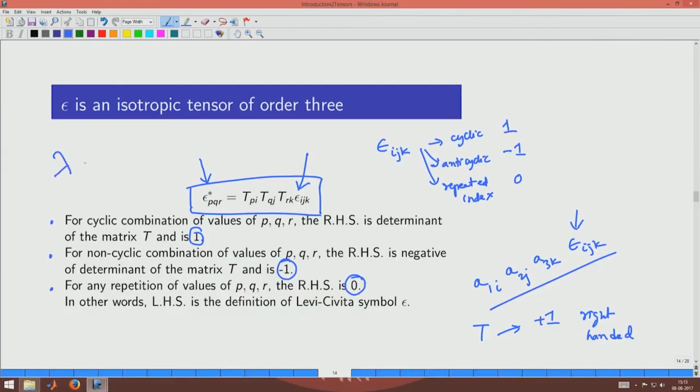You could use lambda epsilon ijk. Okay. So, you can use this expression to represent an isotropic tensor of order 3, which has just one number that is multiplied in front of it.